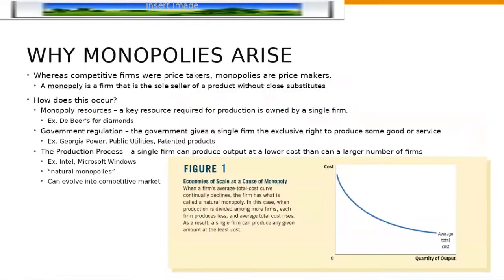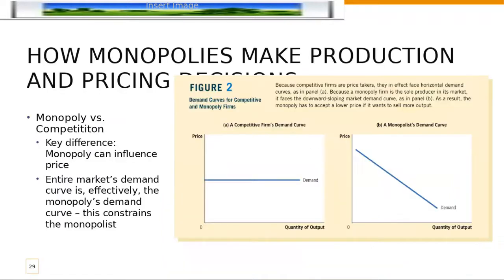One thing to point out here: notice that what figure 1 shows us is that the average total cost reduces as the quantity of output increases. So this is the economies of scale that we're considering for the example of the production process. The fact that as the quantity increases, the average total cost goes down, evidences that some firms can be more cost effective at producing than otherwise.